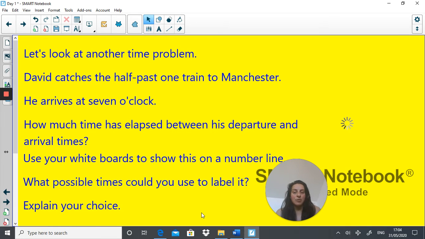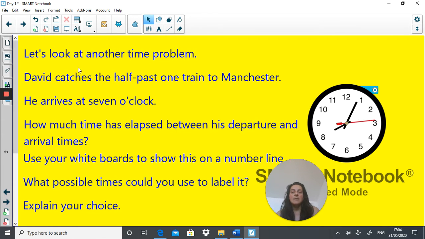Let's look at this problem. David catches the 1:30 train to Manchester. He arrives at 7 o'clock. How much time has elapsed between his departure and arrival times? Try and show this on a number line, and also think about how you could label it, what times you'd put where.